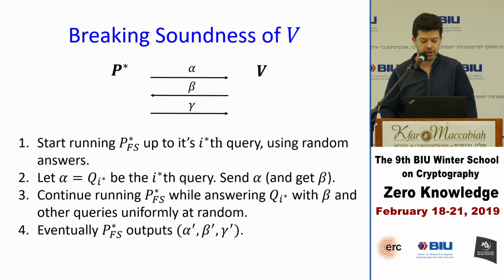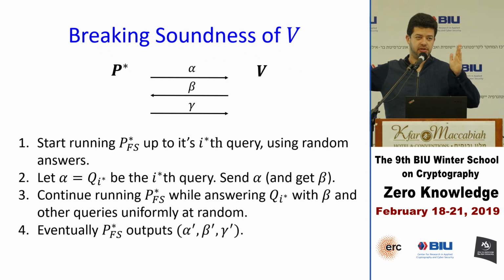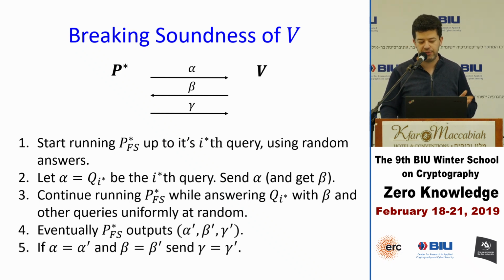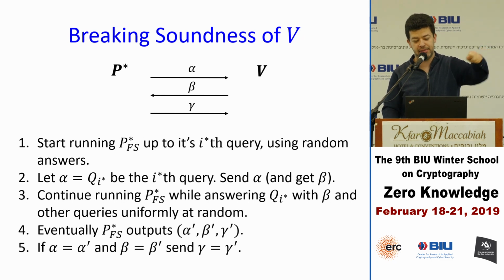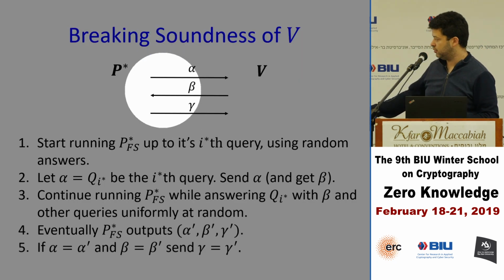Good. So I kept running the Fiat-Shamir prover. Eventually, hopefully, it will output the message it was supposed to output to make the Fiat-Shamir verifier accept: some alpha prime, beta prime, gamma prime. For good measure, I check that the alpha prime it produced equals alpha and that the beta prime equals beta, and then I look at the gamma prime it sent and send that as my last message in the protocol.